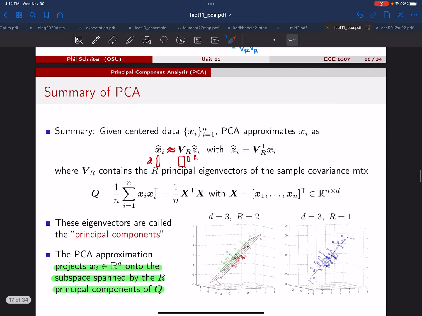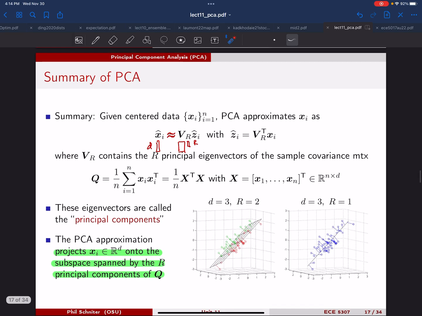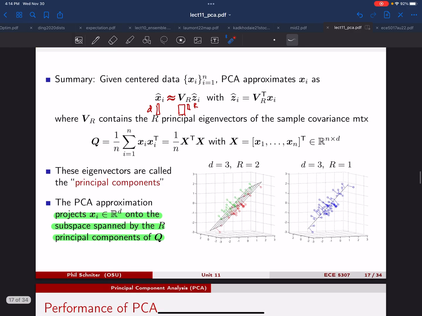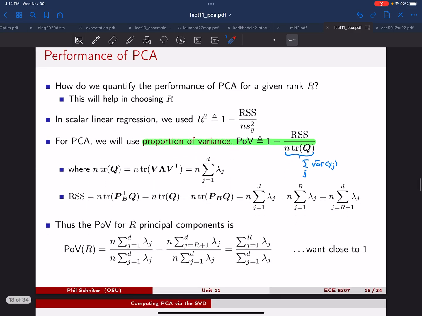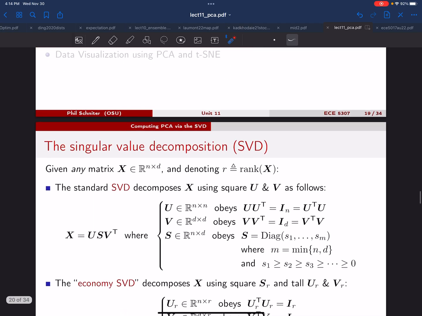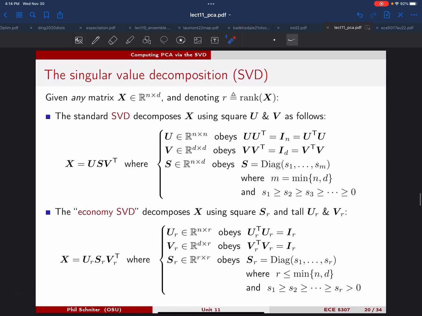All right, any questions on the overall idea behind PCA? Okay, so what we're going to do next is we're going to focus on how exactly do we compute this matrix. We know we have to do some sort of eigendecomposition, but there's something that's a little bit faster, a tool from linear algebra called the singular value decomposition, the SVD.